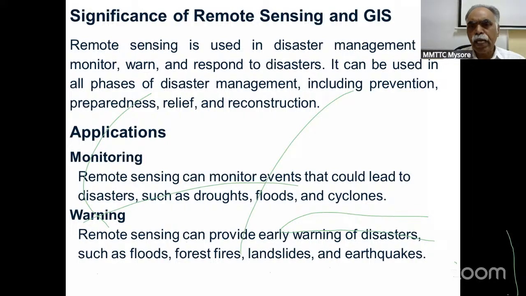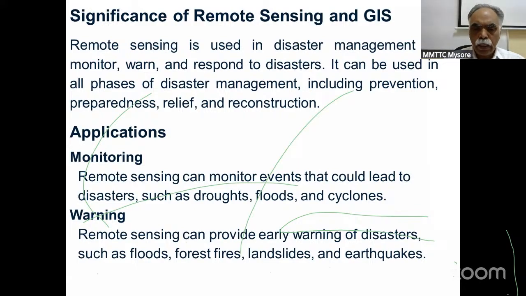So what are the applications that we can really manage with remote sensing? First of all, the monitoring. We can see how events have occurred over a particular place over time, and what their magnitude is. So remote sensing can monitor events that could lead to disasters such as droughts, floods, and cyclones.